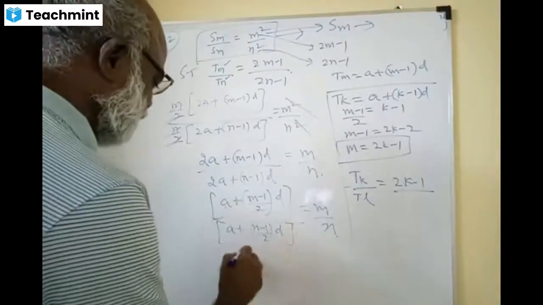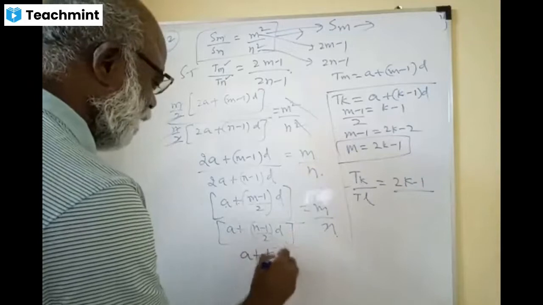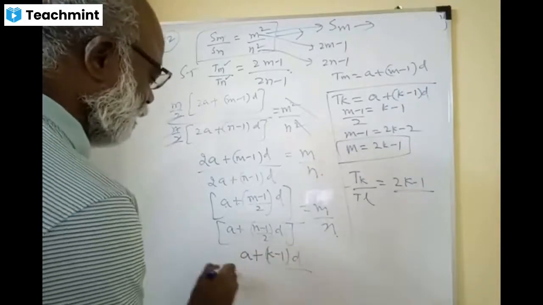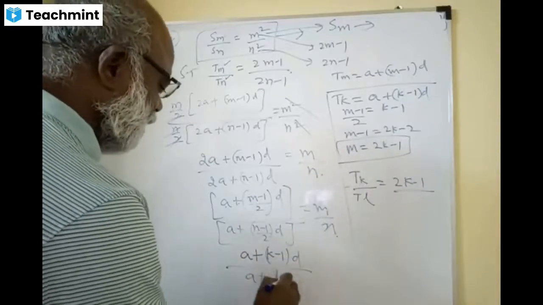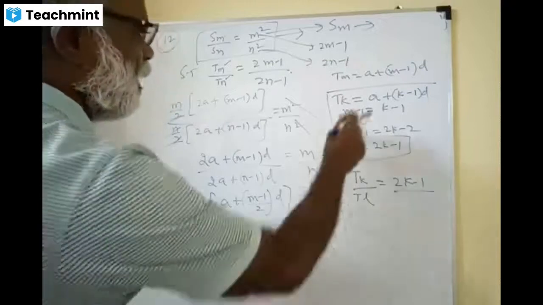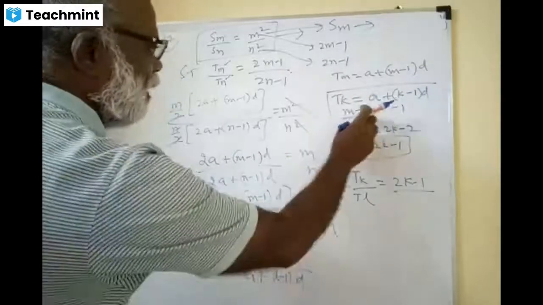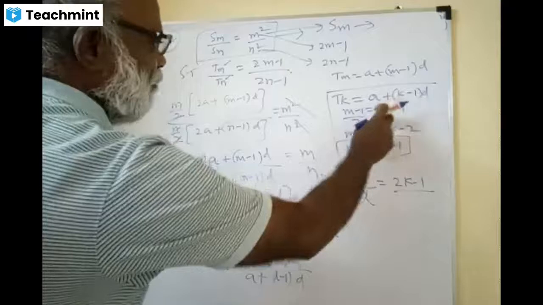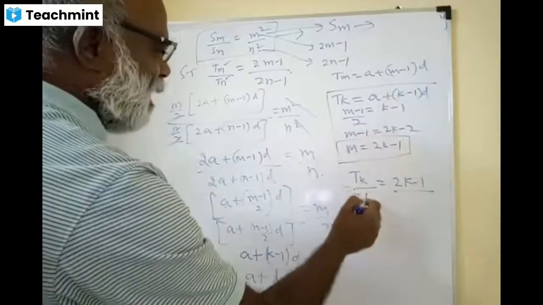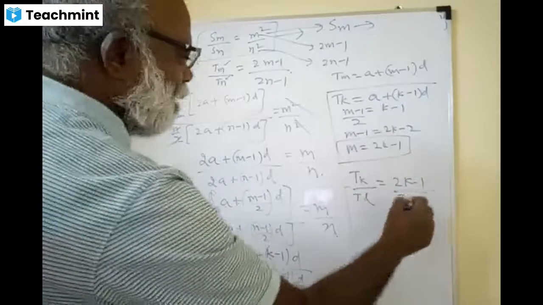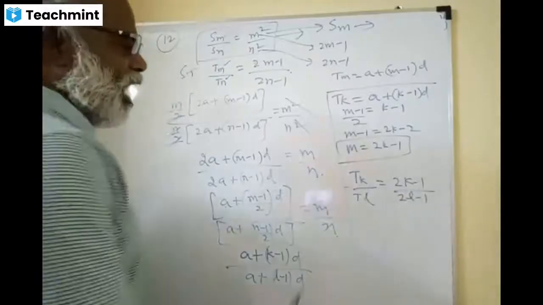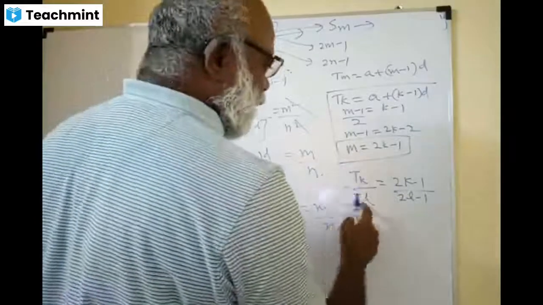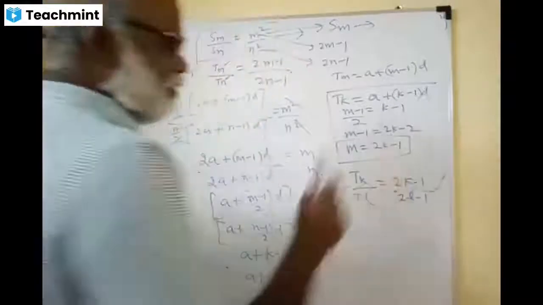A plus k minus 1 into d, and A plus L minus 1 into d. I am putting n minus 1 by 2 as L minus 1. Same way here. So Tk by TL is what now? If you are asked to find out Tk by TL, you write 2k minus 1 by 2L minus 1. Do you agree?